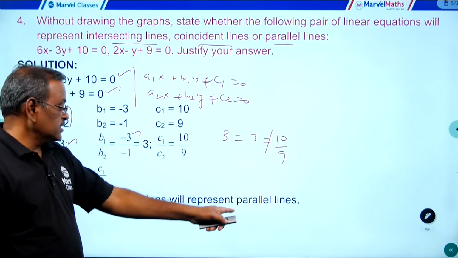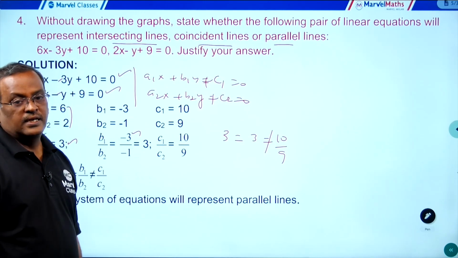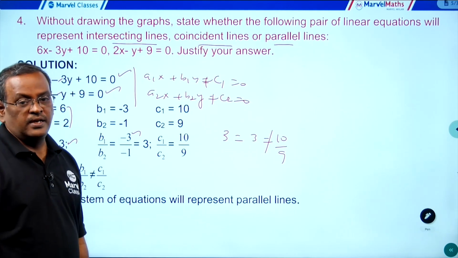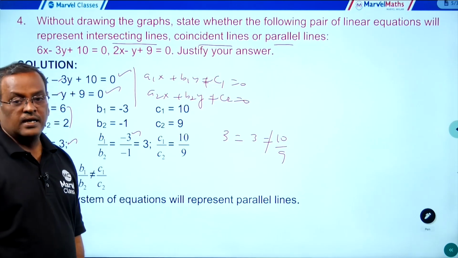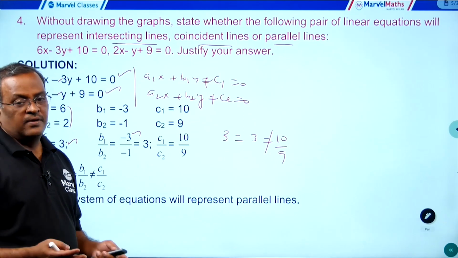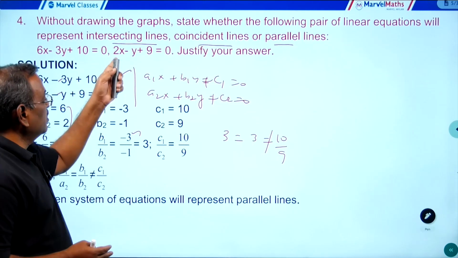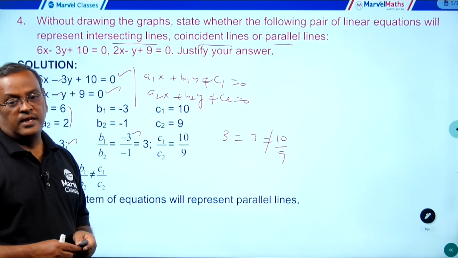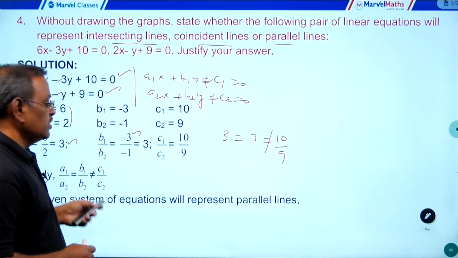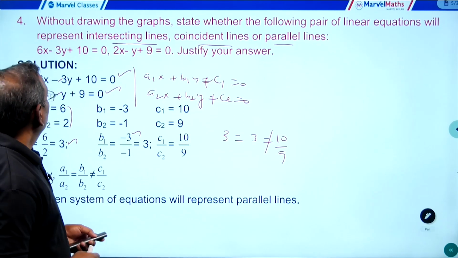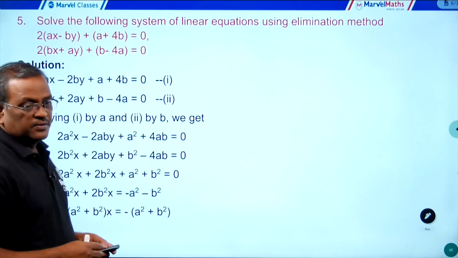Inconsistent, and the lines are parallel. This is the condition for an inconsistent system of linear equations, and hence the lines are parallel. Inconsistent means it never intersects. It never intersects means it is always parallel. So without drawing the graph, to find the nature of linear equations, always check the ratio of coefficients of x, y, and the constant term.